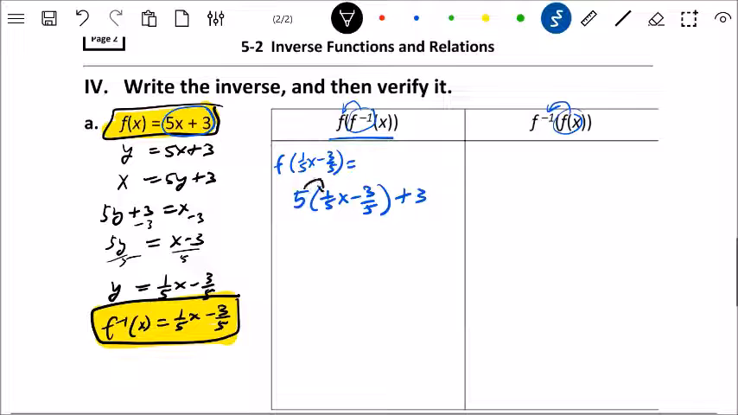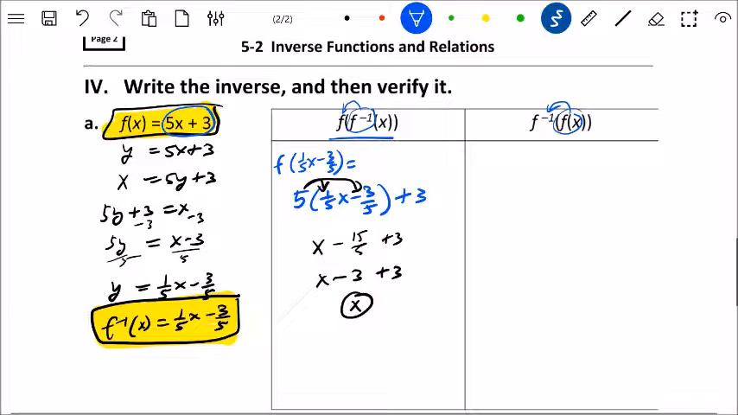So now let's distribute the 5 times that. That's going to be 5 over 5x, so we get an x. And then here, that's going to be 15 over 5 minus 15 over 5 plus 3. Well, that's x minus 3 plus 3, which means we get an x as the result. Let's do it the other way.